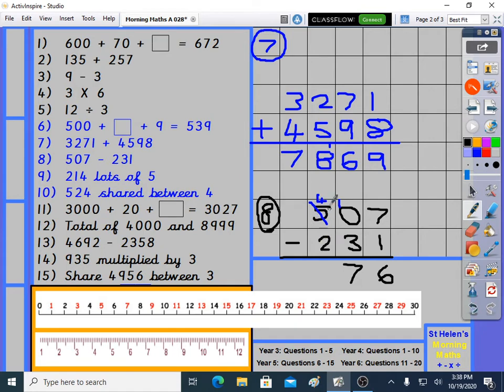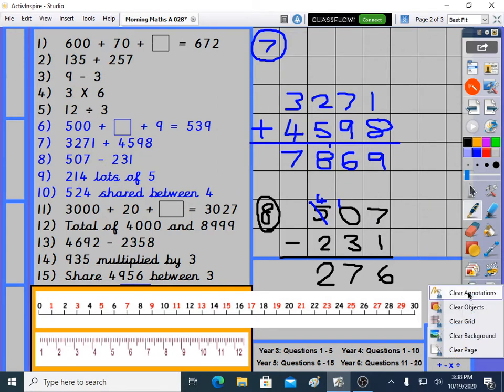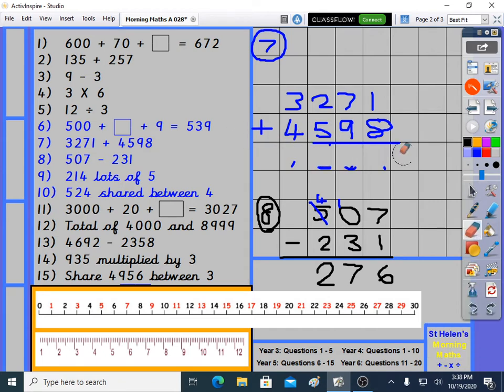This is worth 70, of course, in the 76. 400s minus 200s is 200s. Just check I was doing the right sign. I think so. 276, because minus makes things get smaller. So 507 got smaller. Moving on to question 9.